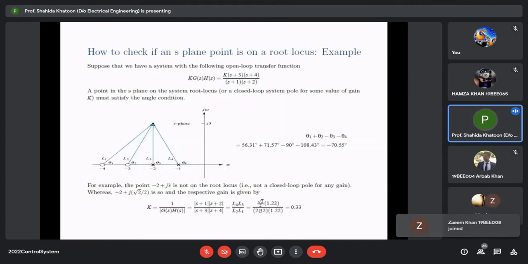So for example, suppose we have a system with following open loop transfer function, K into (s plus 3) into (s plus 4) upon (s plus 1) into (s plus 2). So a point in the s plane on the system root locus, that is our closed loop system pole, for some value of gain k must satisfy the angle criteria, right? Angle criteria is theta 1 plus theta 2, the angle due to these zeros, minus theta 3 minus theta 4. Right, so angle for zeros is denoted with positive, and angle for pole is denoted with negative, because that lies in the denominator part of the system. Okay, so you can find out the angle.